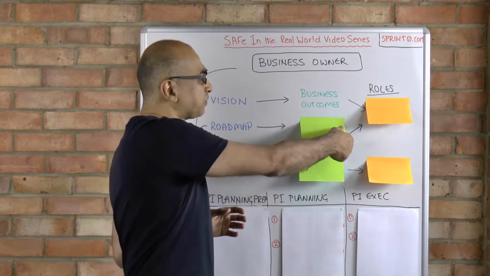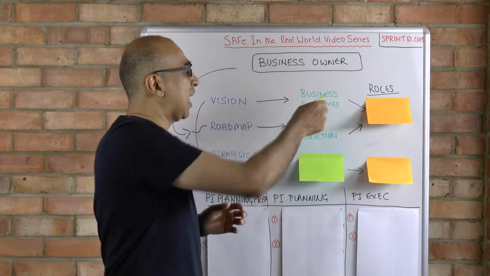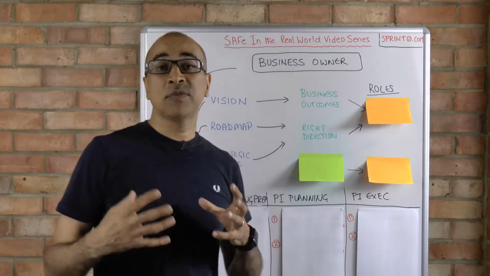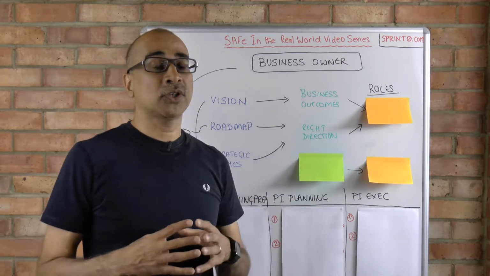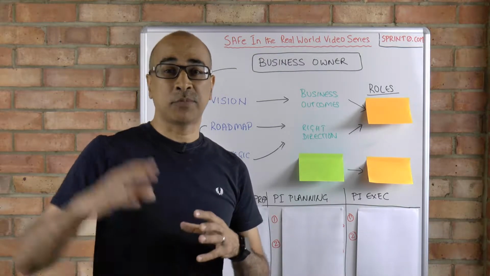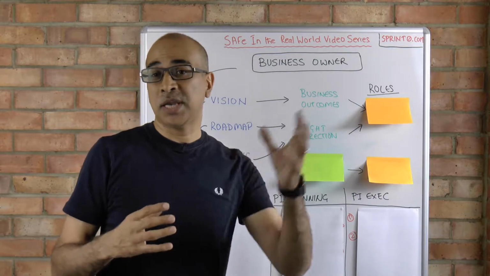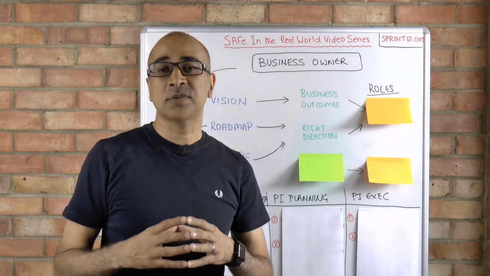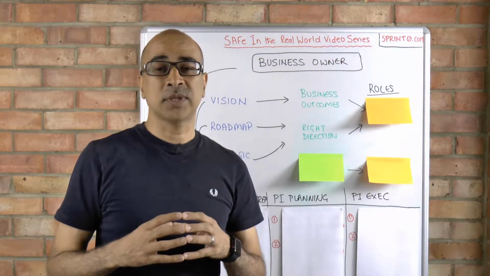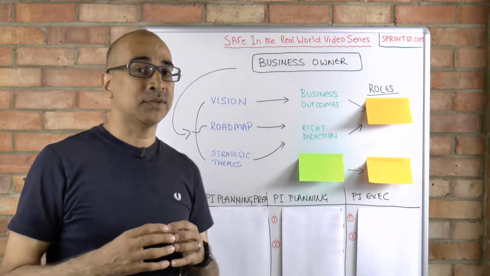Now, secondly, they will be involved with helping to make sure that the Agile Release Train is moving in the right direction. Because obviously, as you know, it's quite easy for us to take the eye off the prize, and we end up going in any direction. So this is where the business owner would help to make sure that the overall Agile Release Train is working in the right direction.